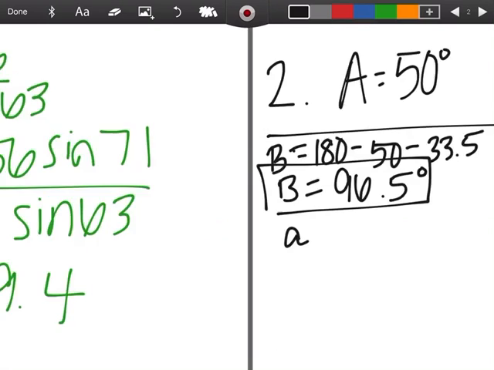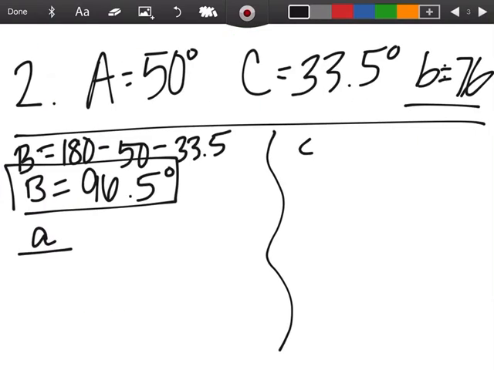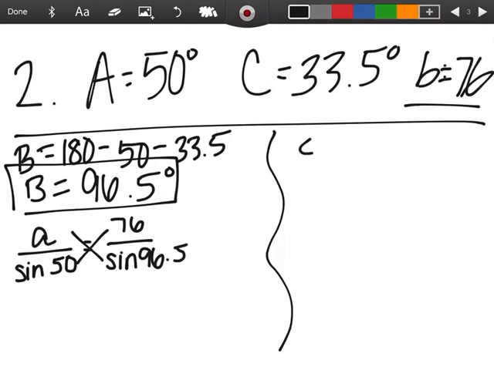I'll find A first. According to the law of sines, A over sine of 50 degrees is equal to B over sine of B or C over sine of C. In this case, I know B, both the side and the angle, so I'm going to do B, which is 76, over sine of 96.5. When I cross multiply and divide, I take 76 times sine of 50, and divide by the sine of 96.5. I get that A is equal to 58.6.